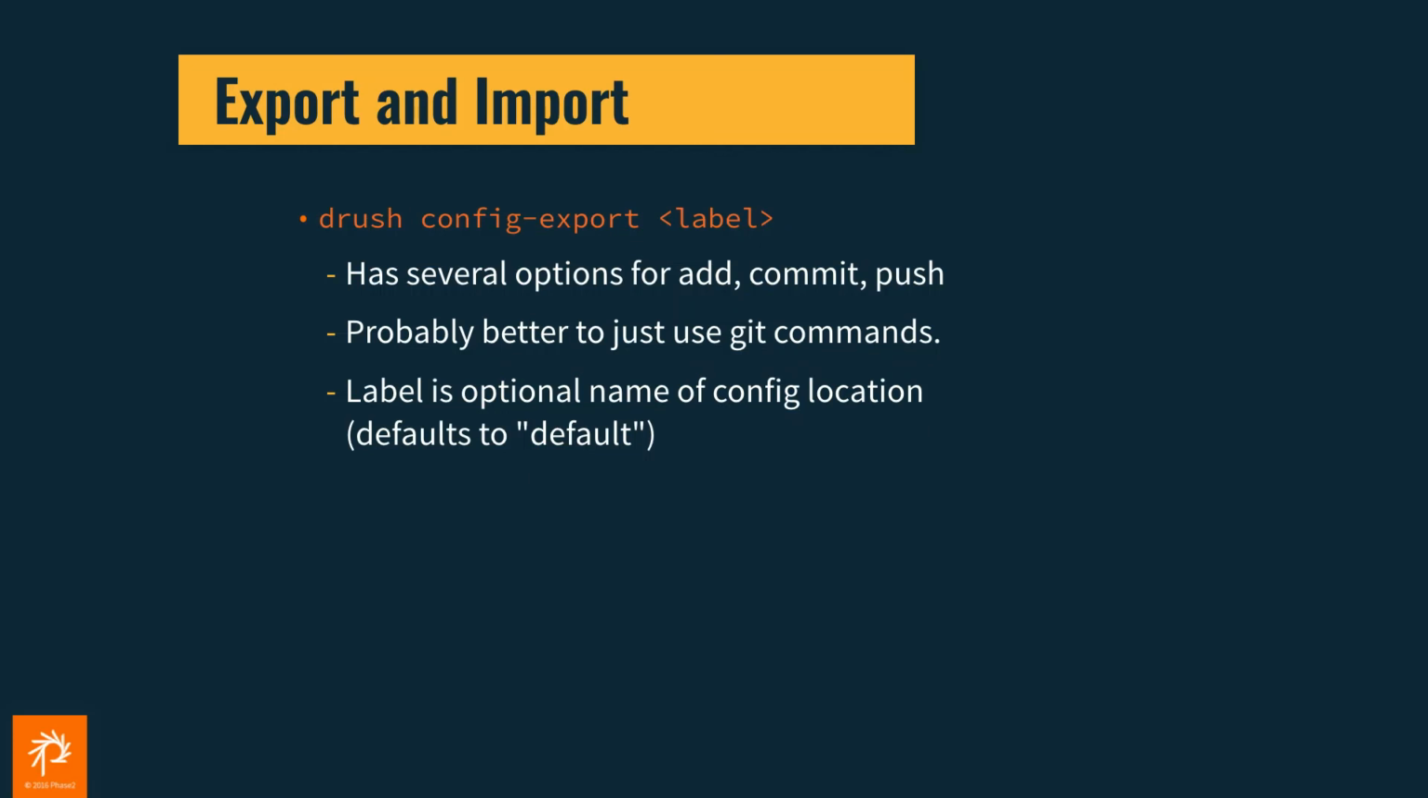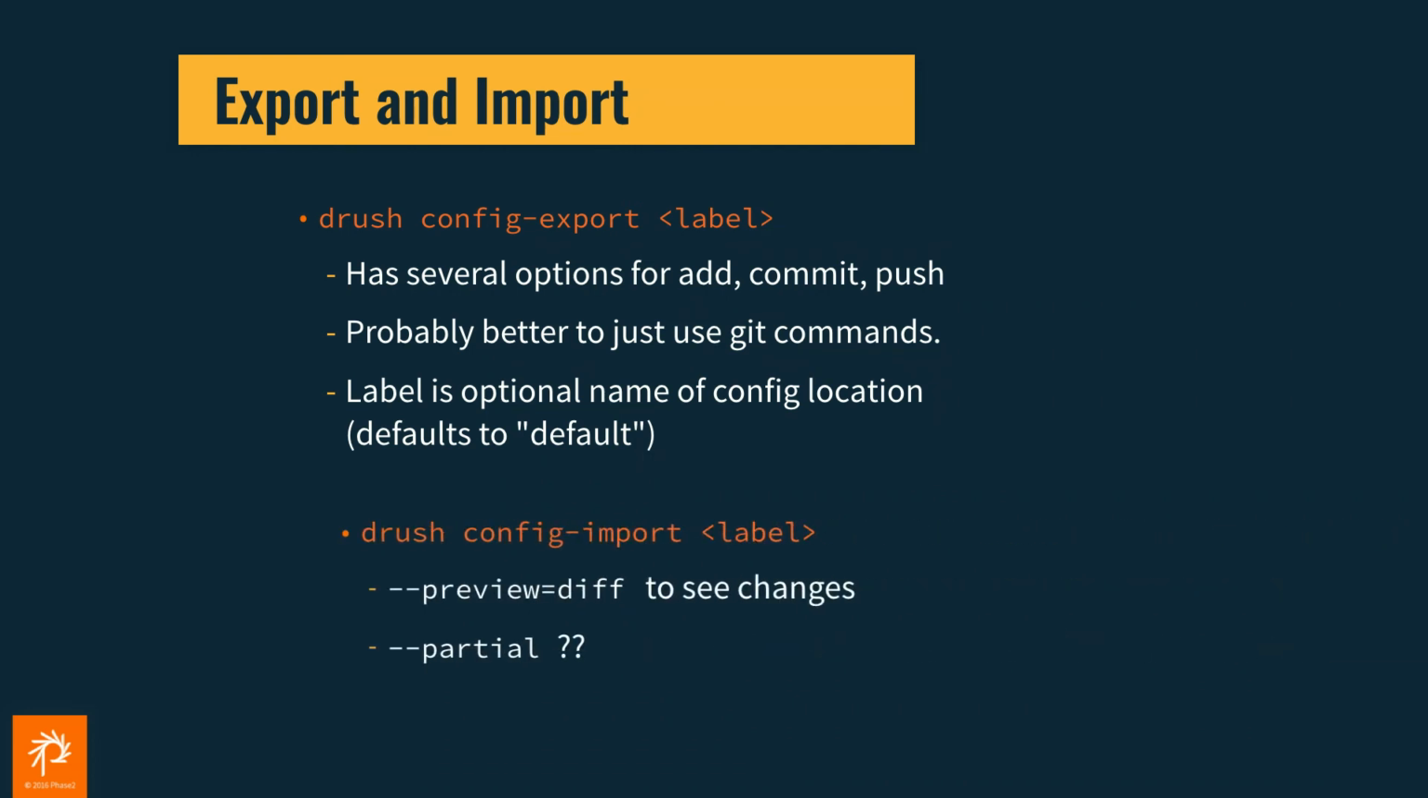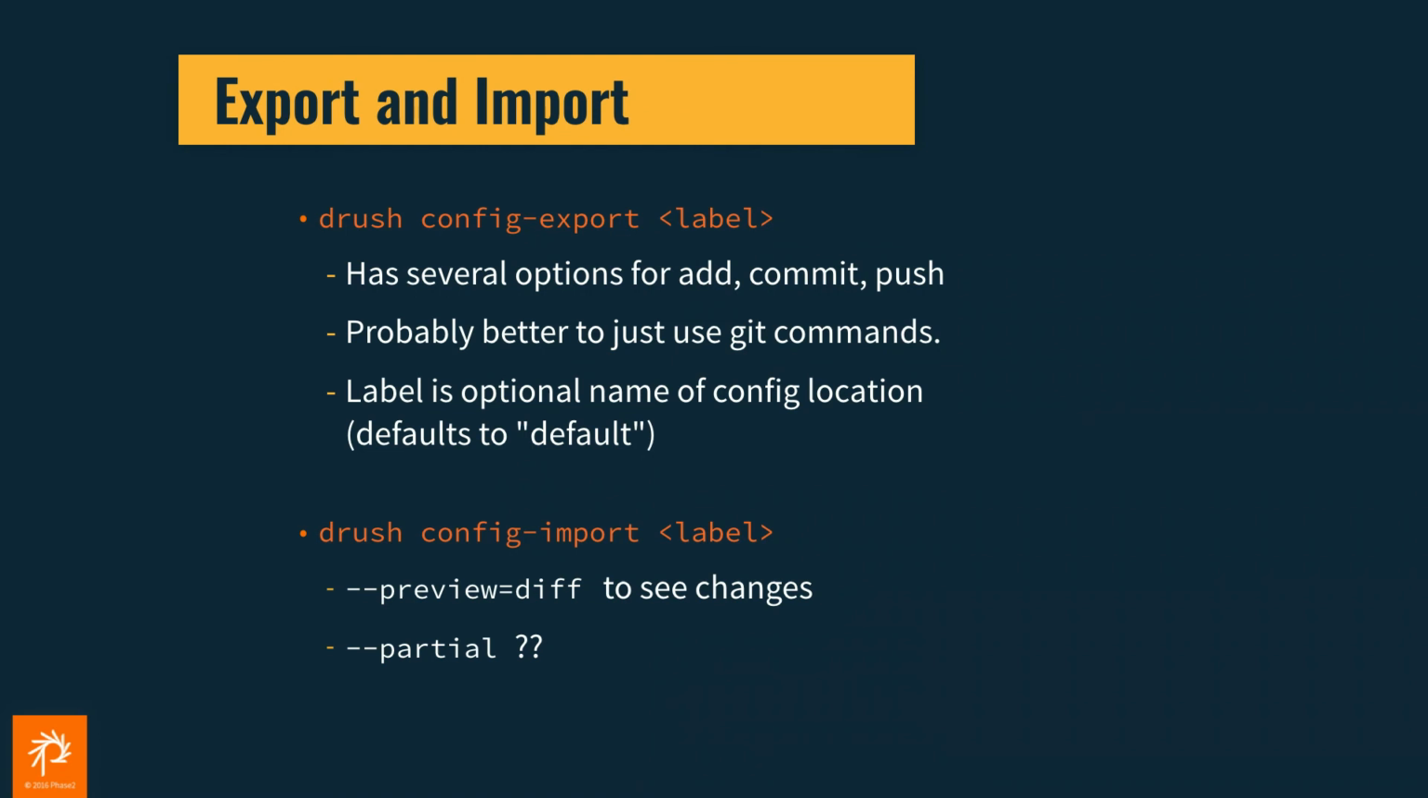So by default, it's going to use your config sync directory that we configured earlier. And if you go back and look, you'll notice that when we set it in our settings.php, we gave it the key sync. Sync is the default name that it's going to use when you export. But you can actually create multiple export locations and name them whatever you want. And when you do a config export, you can say, hey, config export over here, and give it a different directory name, and it will do that. So all of the config commands kind of have that label. And then config import has the same label.